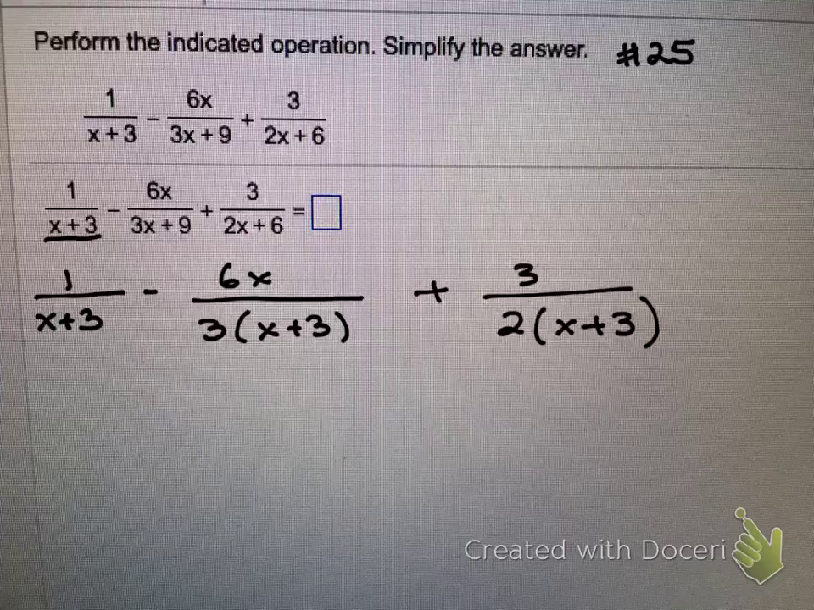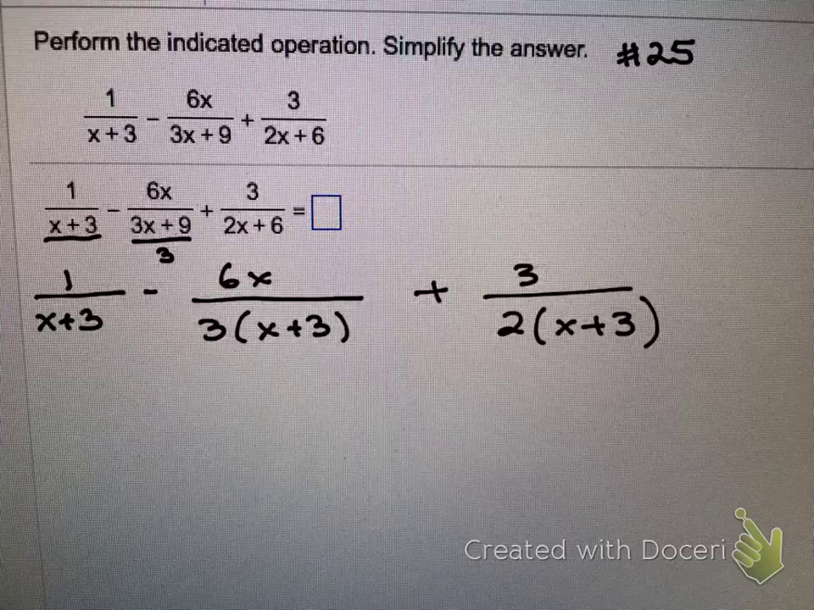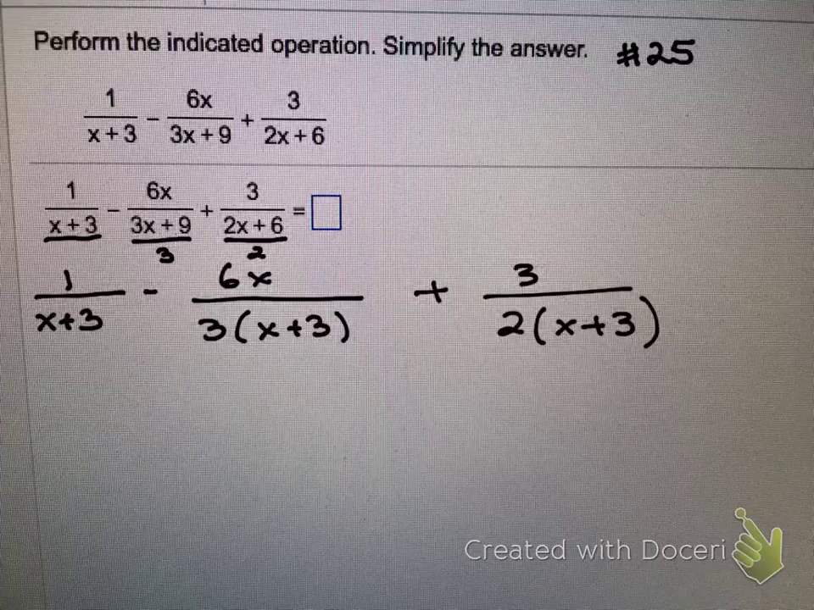X plus 3 cannot be factored further, so it stays right here. 3x plus 9, what I did is I factored out the greatest common factor, which is 3, and then you have x plus 3 in parentheses, and the last one I factored out a 2 as the greatest common factor, and again x plus 3.